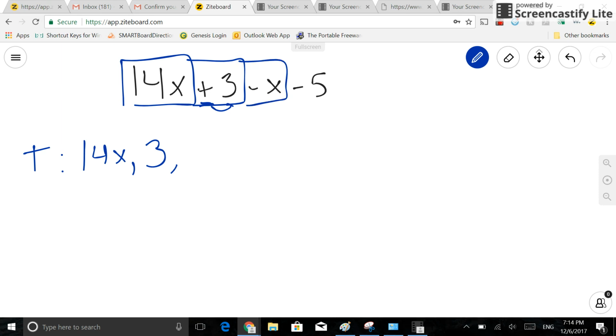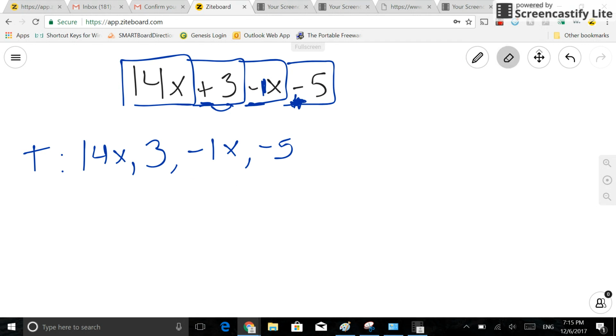This is your next term. I want you to think of it as negative 1x. Yes, that's right. This minus is technically a negative 1x. A minus and a negative are the same thing. And then this term, I want you to think of it as a negative 5. Think of this again as a sign. So this negative is technically the sign. So your terms are 14x, 3, negative 1x, and negative 5.